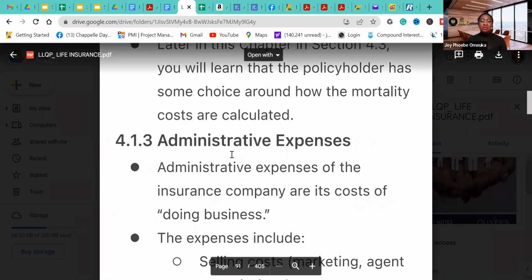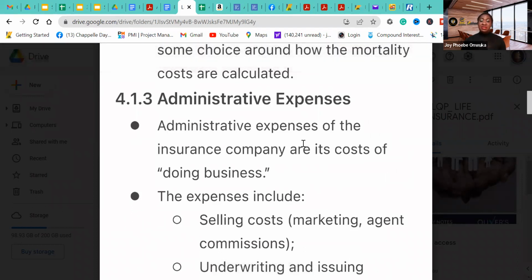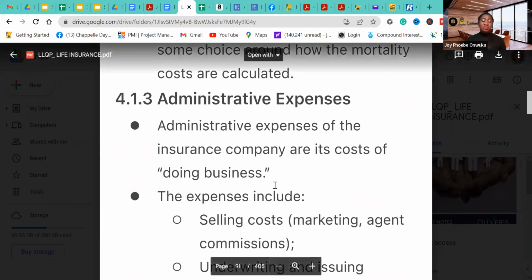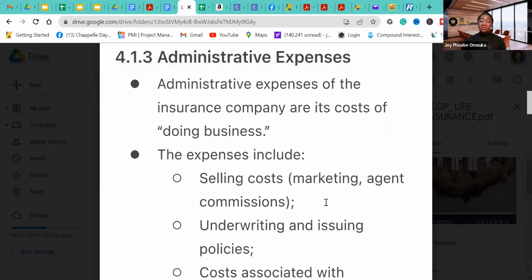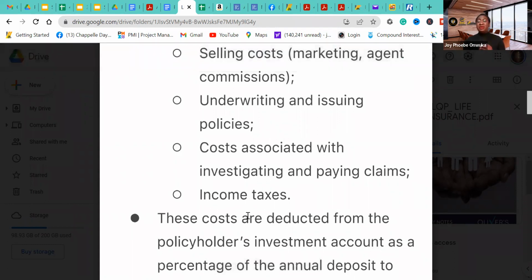Administrative expenses. So we've seen the mortality cost, which is the cost the insurance company undertakes in paying out death benefits. Administrative expenses of the insurance company are its cost of doing business. The expenses include selling costs, which involve marketing and agent commissions, as I said before. Secondly, underwriting and issuing policies. The insurance company incurs some expenses through underwriting. For example, if they need some medical done for somebody during the underwriting process, they have to send a nurse to the person's house to draw blood, run all those tests and stuff like that. All those costs are borne by the insurance company during the underwriting process.